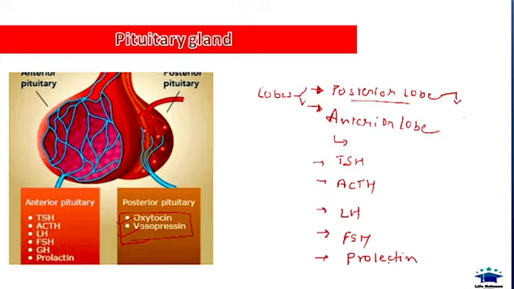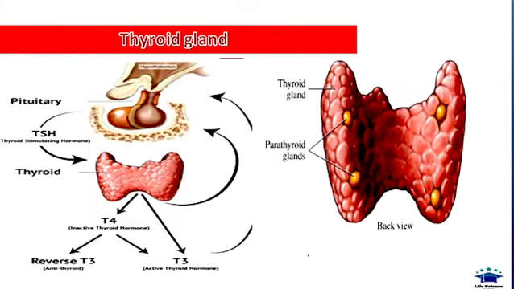So the pituitary gland controls these hormones, which is also a part of the endocrine system. First of all, we will talk about the thyroid gland. Where is the thyroid gland located? The thyroid gland is critical to the healthy development and maturation of vertebrates and regulates metabolism.